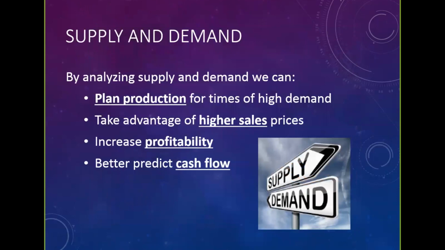You can also figure out supply and demand. Generally, as supply goes down, price goes up. As demand goes up, price goes up. It's kind of an inverse relationship. So by analyzing supply and demand, you can help plan your production for times of high demand, like the oyster farmers in Maryland have been doing. Take advantage of higher sales prices, which can help increase your profitability, and it also helps you better predict your cash flow.